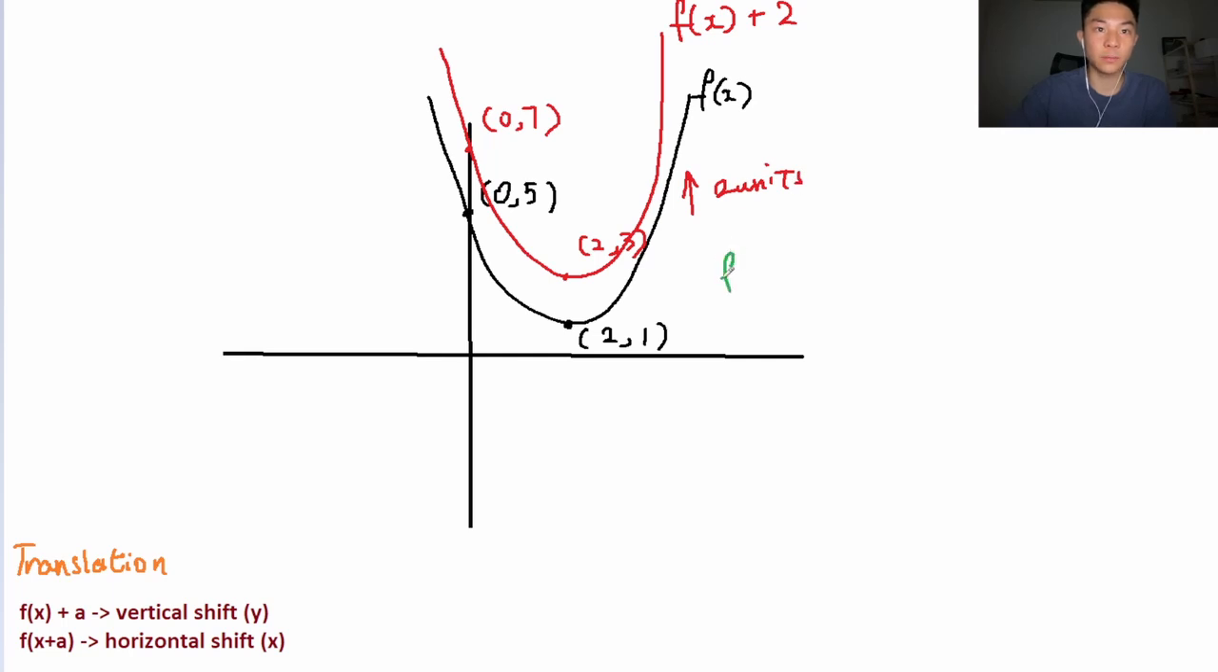So let's say now I have f of x minus 3. So it's the same logic. My (0, 5) will become (0, 2). And my (2, 1) will become (2, -2). Right? 1 minus 3 is negative 2. So my graph will go down 3 units.